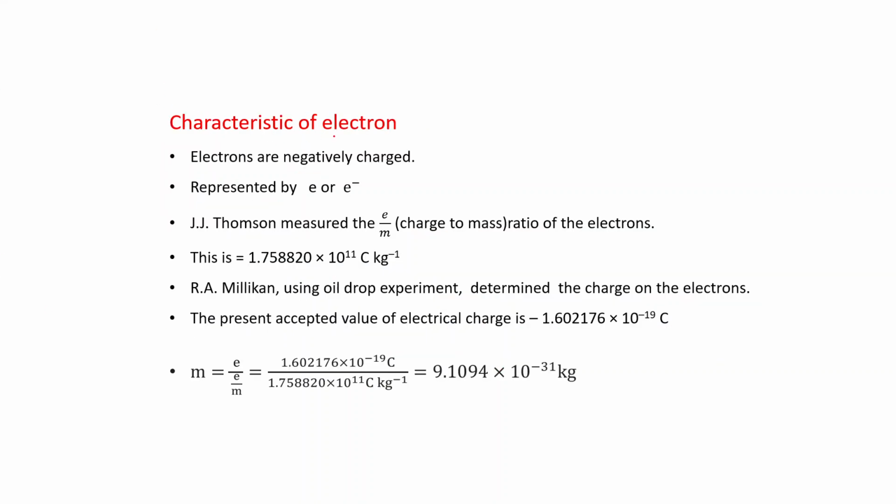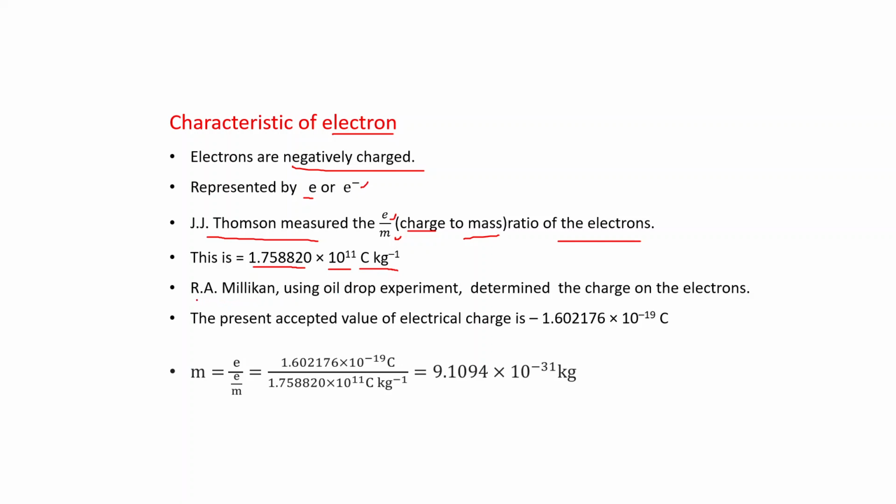Now, characteristics of the electron. Electrons are negatively charged, represented by e or e negative. J.J. Thomson measured the e/m. Now, what is this e/m? e stands for charge and m for mass. That is the charge to mass ratio of the electron, and this is 1.758820 × 10^11 coulomb per kilogram.